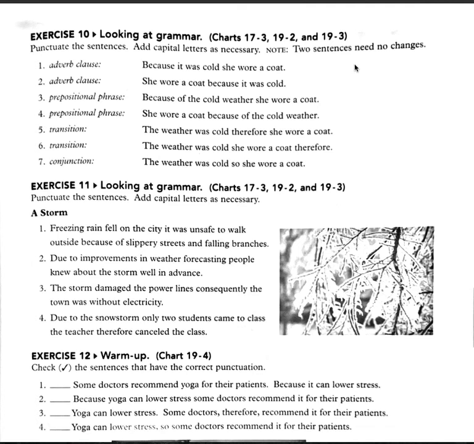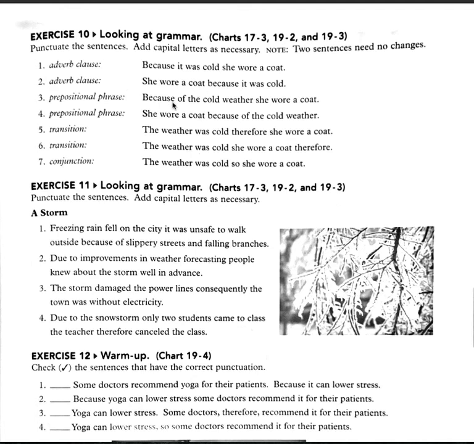Okay, let's look at number 1. This is an adverb clause. Because it was cold, comma, she wore a coat. The adverb clause comes first, so we use a comma to separate it from the main clause. Number 2 is also an adverb clause. She wore a coat because it was cold. No change, because the adverb clause comes after the main clause.